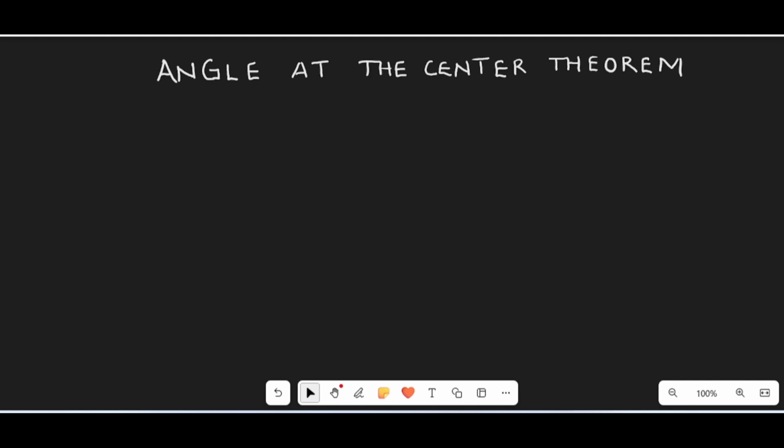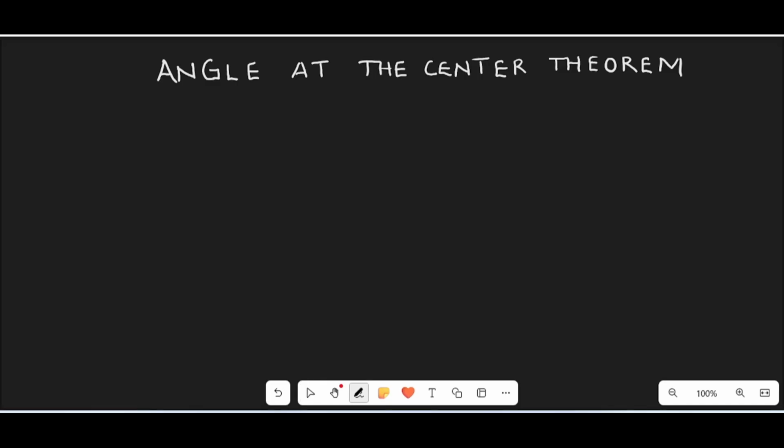The definition of the theorem. The theorem states that in a circle, the angle made at the center of the circle by an arc is twice the angle made at the circumference of the circle by the same arc, provided both angles stand on the same arc. Let us show the proof.